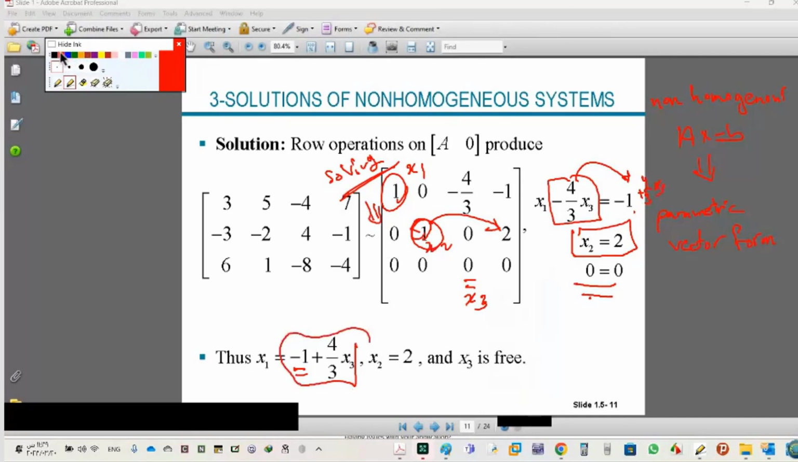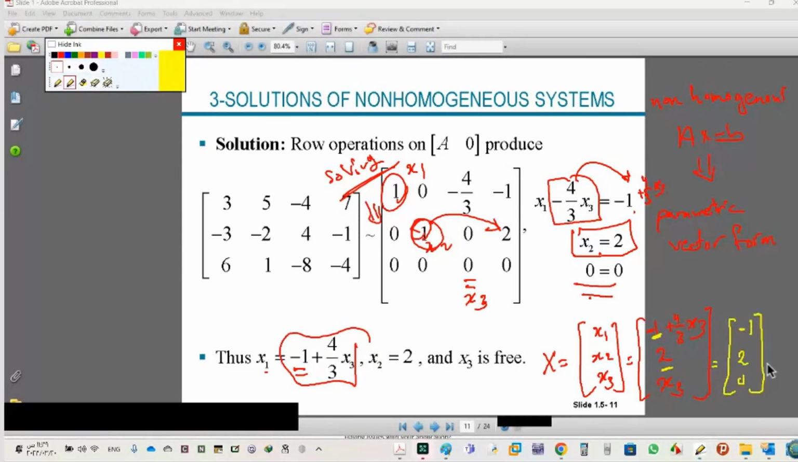Now let's rewrite again as a parametric vector form. So x equals x1, x2, x3. Excuse me. x1 from this one is minus 1 plus 4 over 3 x3, x2 is 2 and x3 is x3. So in a non-homogeneous linear system, I have here minus 1 as a number, 2 as a number. So I separate again and write minus 1, 2, 0, plus x3 times 4 over 3, 1.